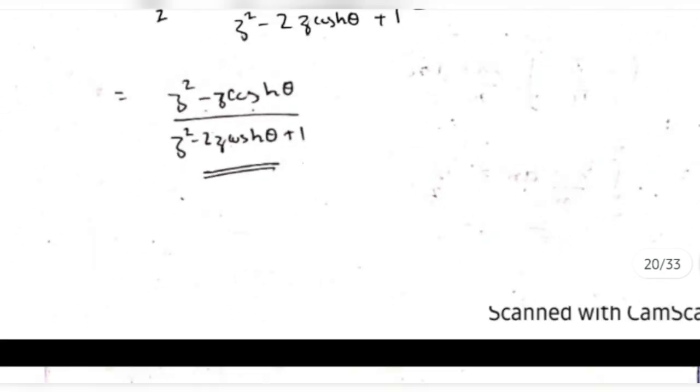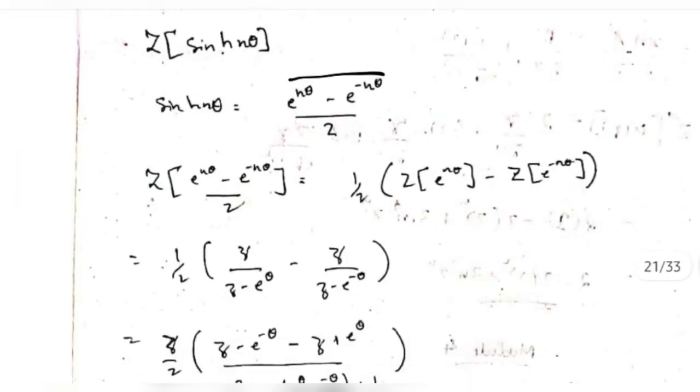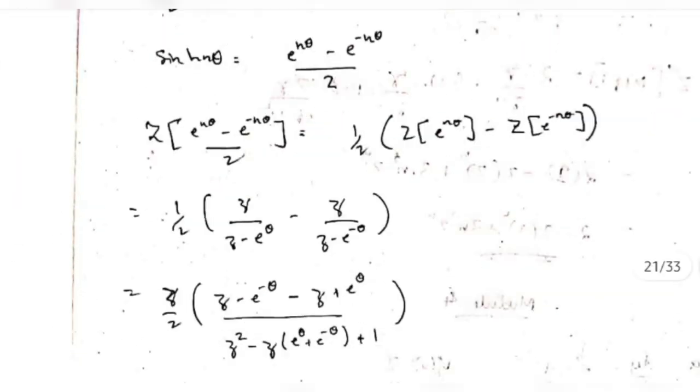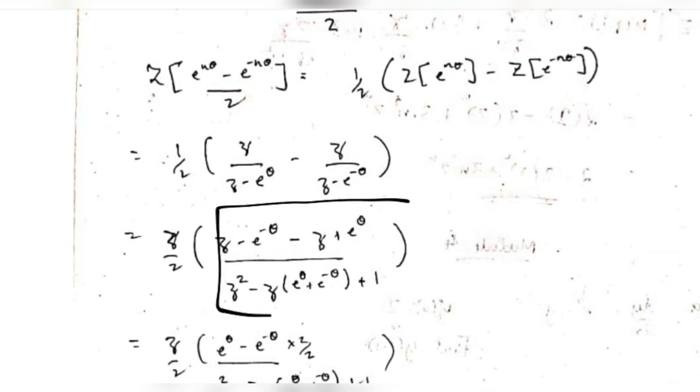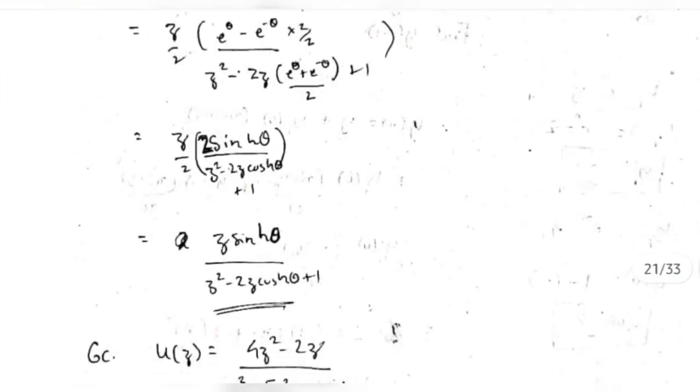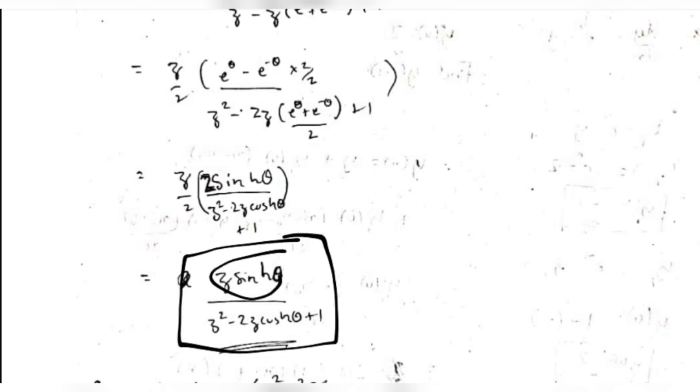The same thing we will be doing for sinh also. This is the formula of sinh n theta. We will be using that to find the z transform, and multiplying and dividing by 2 from the numerator and denominator, we will be getting the final answer, which is z sinh theta divided by z square minus 2z cosh theta plus 1. The denominator is the same for both cosh n theta and sinh n theta, only the numerator changes.